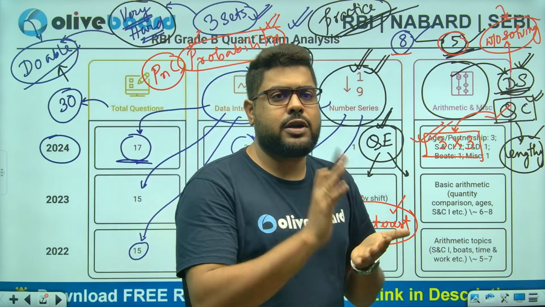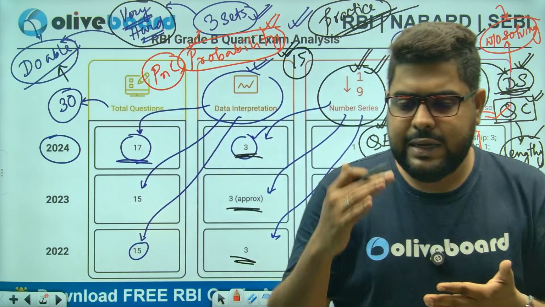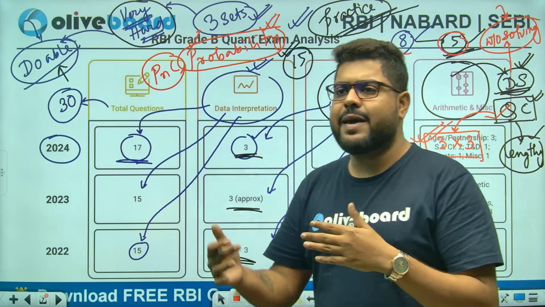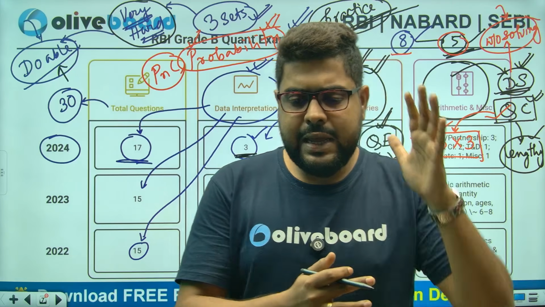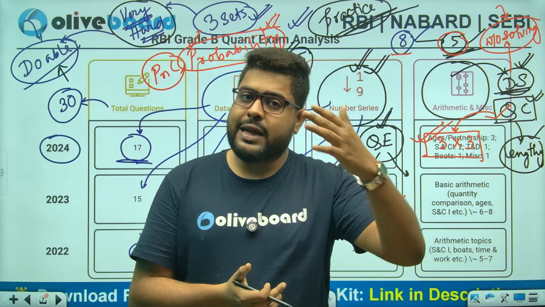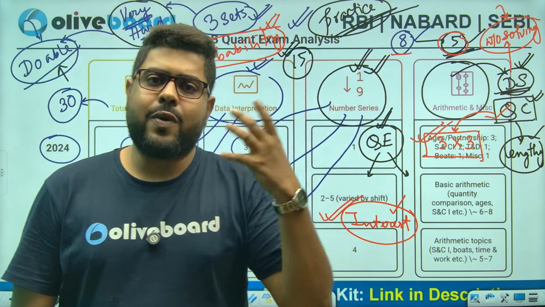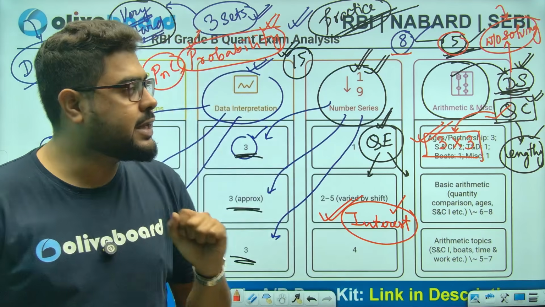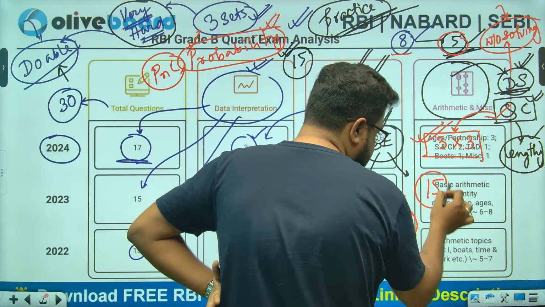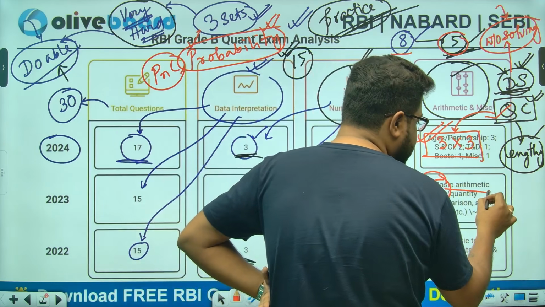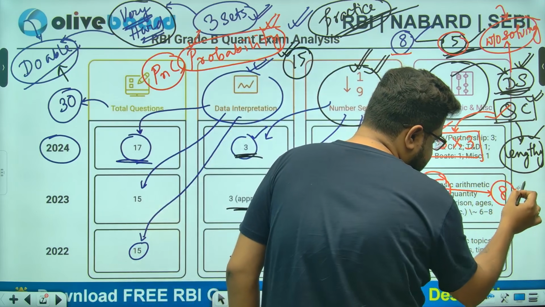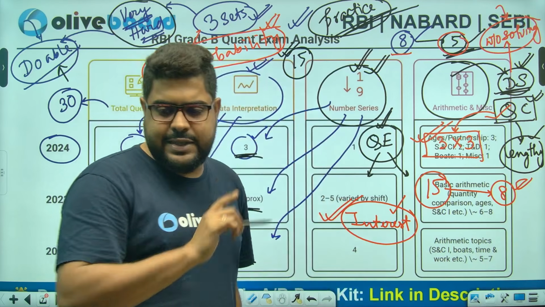Even if quant is not your strong suit, you are not from a science background, or quant is something you are a little bit fearful of. Now, coming to those who feel quant is their strong suit, let me say one thing. If you can somehow get 15 and 7 is the cutoff, you are getting 8 as your lead.